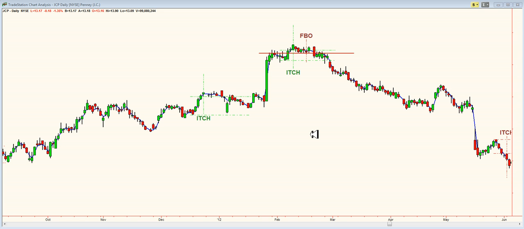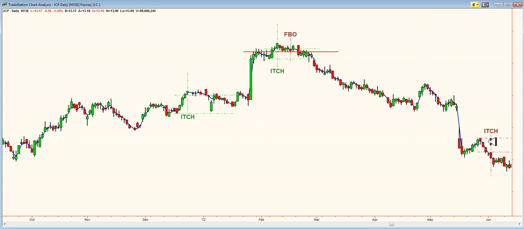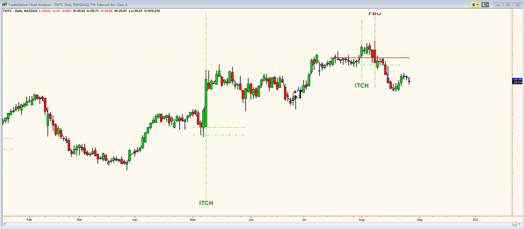Here's JCP from 2012, beginning of 2012. You see we had a few itches here. Broke out but failed and then broke back down through that support area. What was the support for the breakout? Failed and headed back down. Even fired an itch again on the downside later on. That's JCPenney.